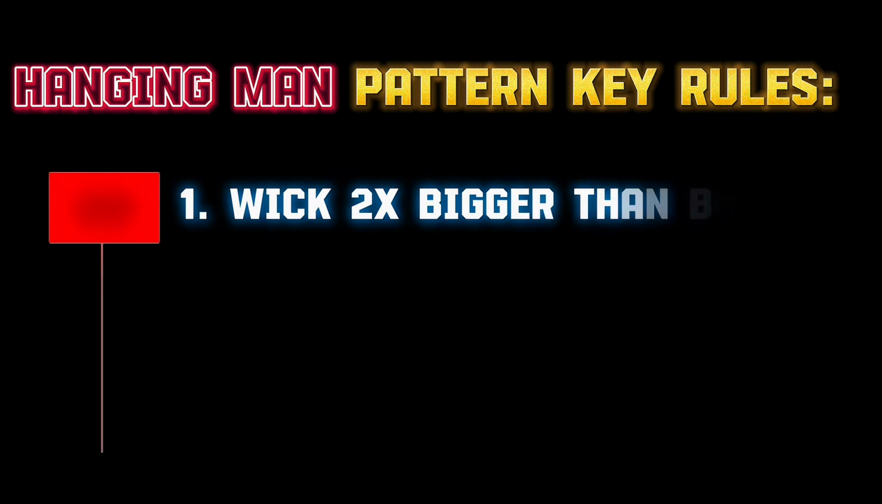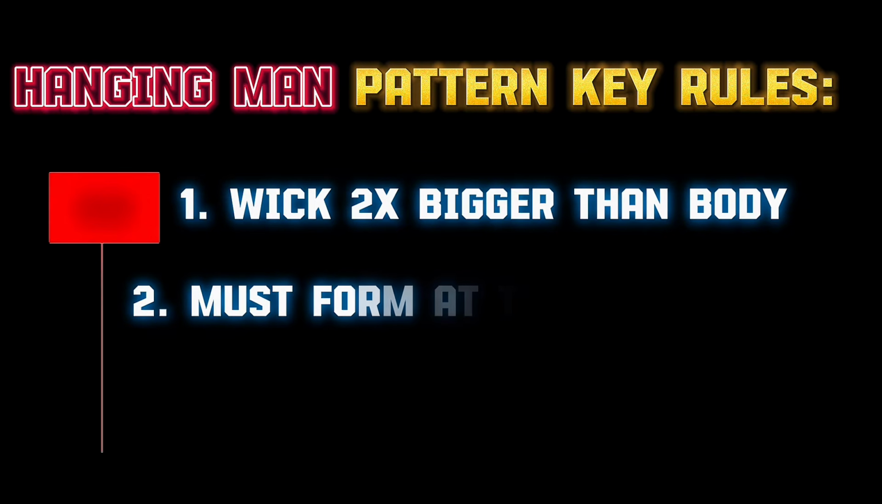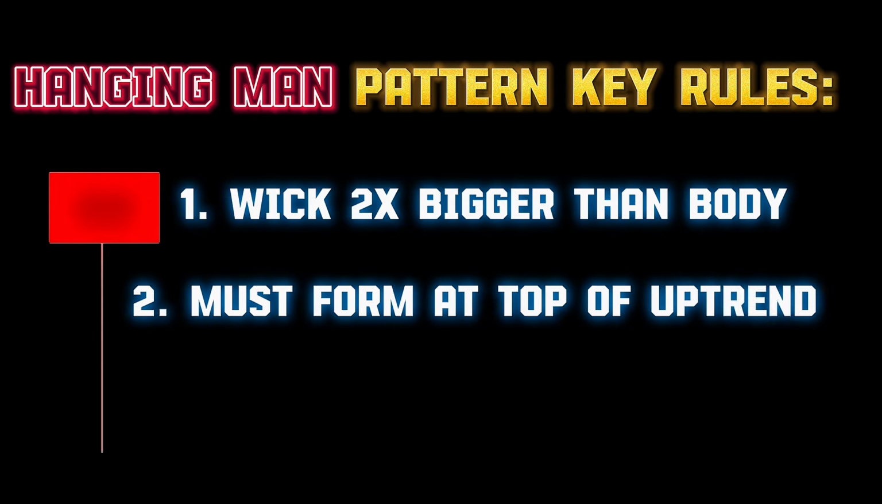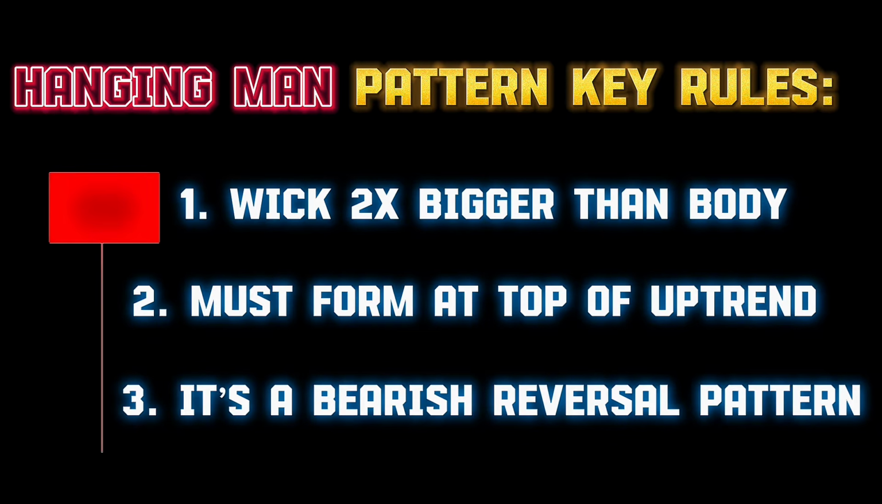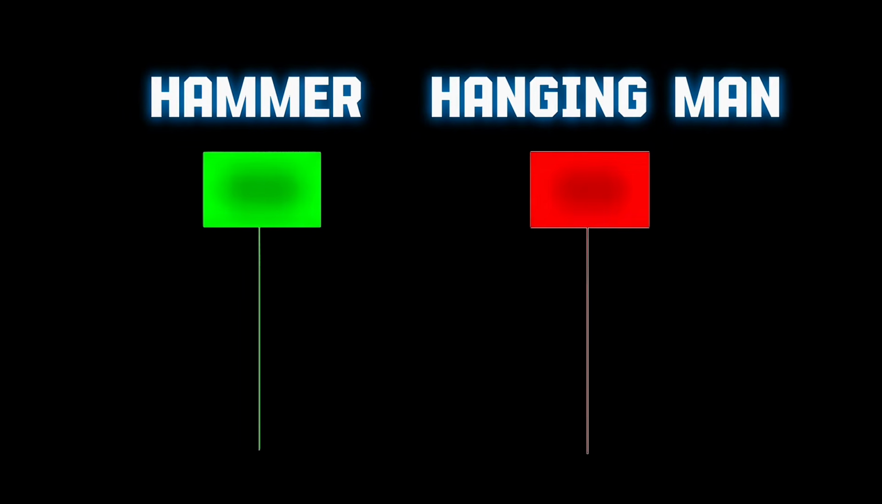Here are the 3 key rules to confirm a valid hanging man. Rule number 1, the lower wick must be at least 2 times longer than the body. That shows strong selling pressure during the session. Rule number 2, it must appear at the top of an uptrend. If it forms in the middle of a range, it's meaningless. Rule number 3, it signals a bearish reversal, which means the trend might shift from bullish to bearish. So next time you see this candle, don't just ignore it. Check the rules. So now we've understood the hammer and the hanging man candlestick patterns.